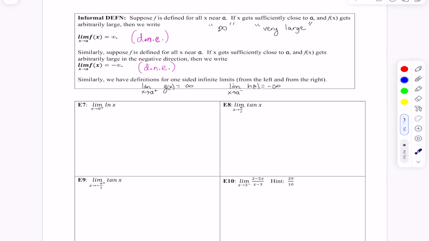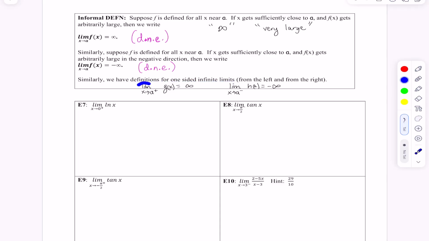In a similar fashion, function values can approach very large in a negative direction. So practice reading this as limit notation. The limit, as x approaches a from both sides, the corresponding function values approach infinity in the negative direction, or negative infinity. We can similarly have definitions for one-sided limits.